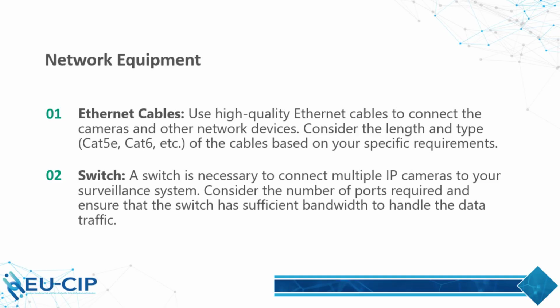The network equipment for physical security includes Ethernet cables. Use high-quality Ethernet cables to connect the cameras and other network devices. Consider the length and type, Cat5e, Cat6, etc., of the cables based on your specific requirements. Switch. A switch is necessary to connect multiple IP cameras to your surveillance system. Consider the number of ports required and ensure that the switch has sufficient bandwidth to handle the data traffic.